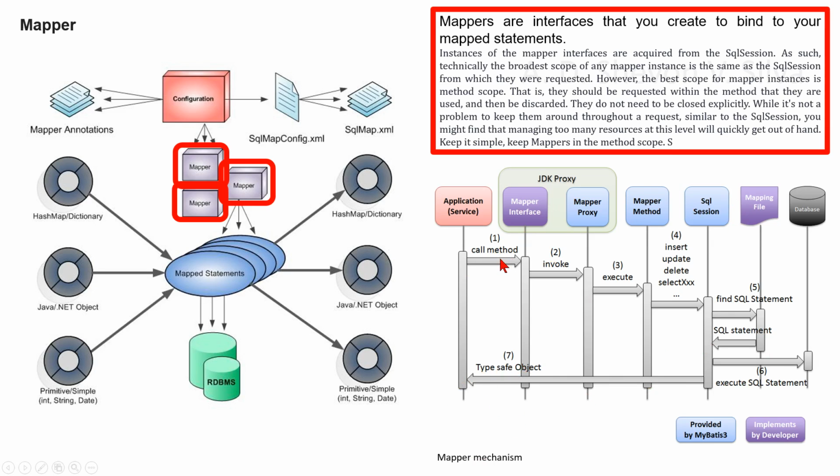1. The application calls the method defined in the mapper interface. The implementation class of the mapper interface, a proxy object of the mapper interface, is generated by the MyBatis 3 component at application startup time. 2. The proxy object of the mapper interface calls the invoke method of the mapper proxy. The role of the mapper proxy is to handle the method calling of the mapper interface.